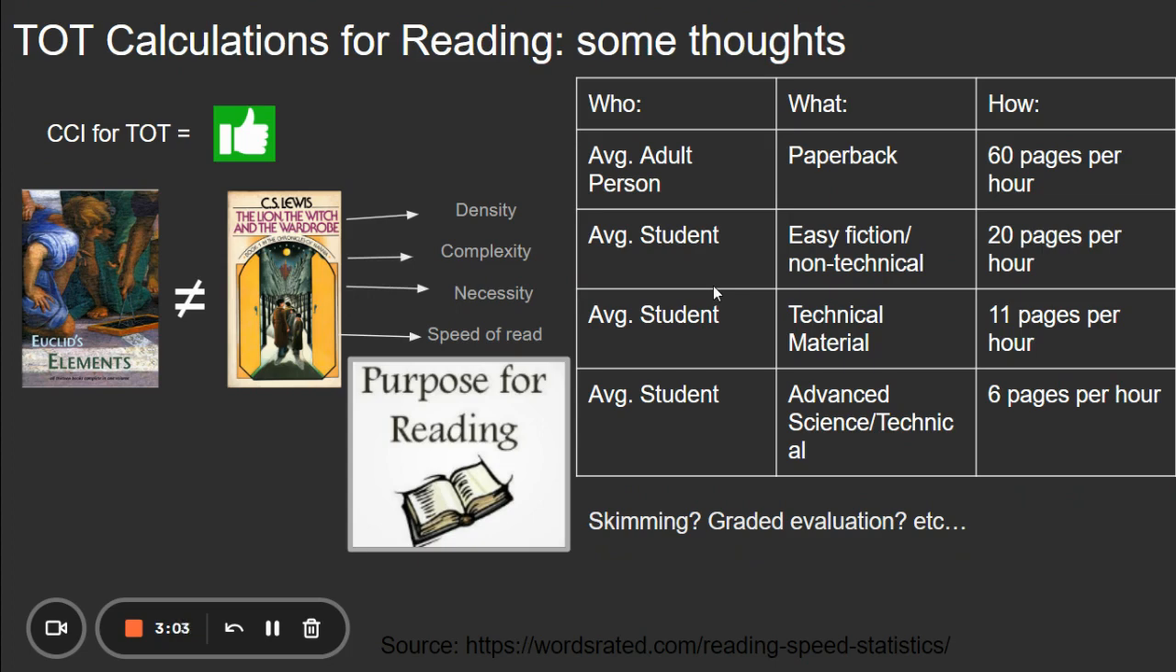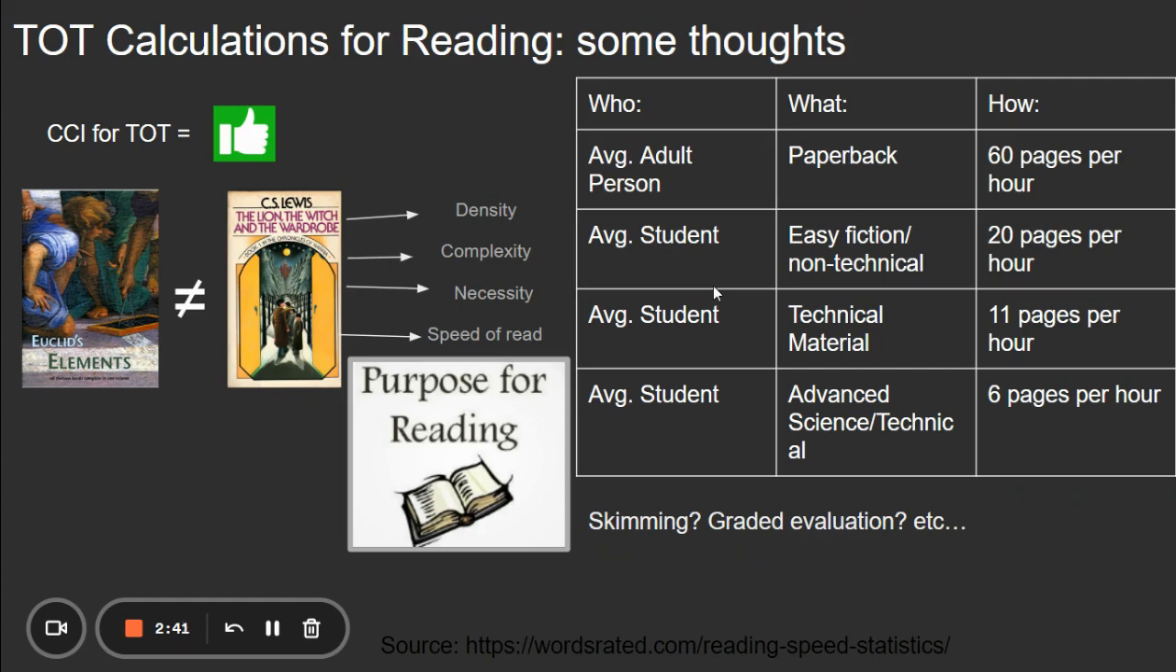We find out that the average adult person is reading a paperback at about 60 pages per hour. So that's the page turner, the one that's got the hook that keeps you up late at night and having a rough time the next morning. The average student getting into easy fiction or non-technical writing for academic purposes slows down to about a third of that at about 20 pages per hour.